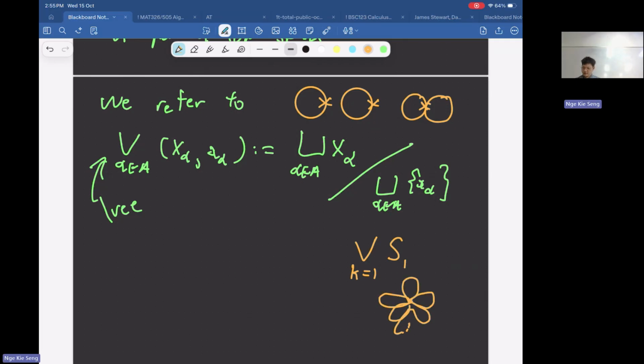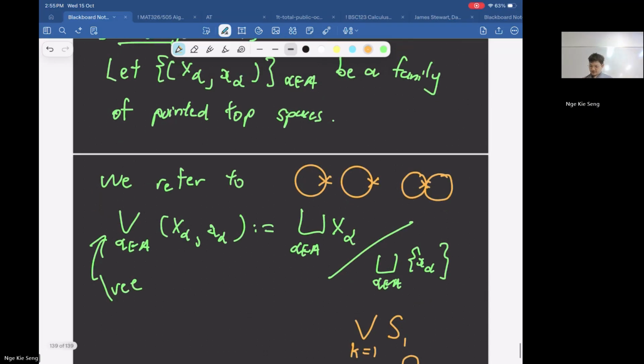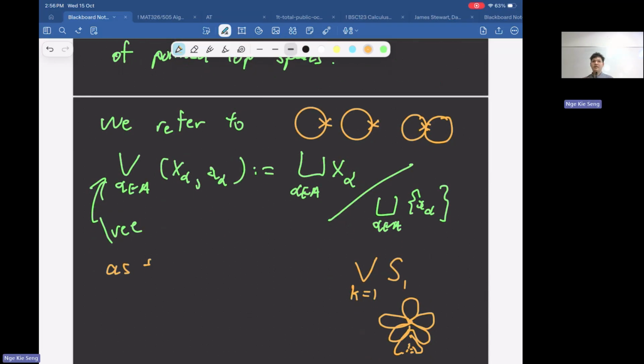There's infinitely many of them. You can give your girlfriend this one. Okay or not? So this is glued at a point. Yeah, so we glue them at a point.